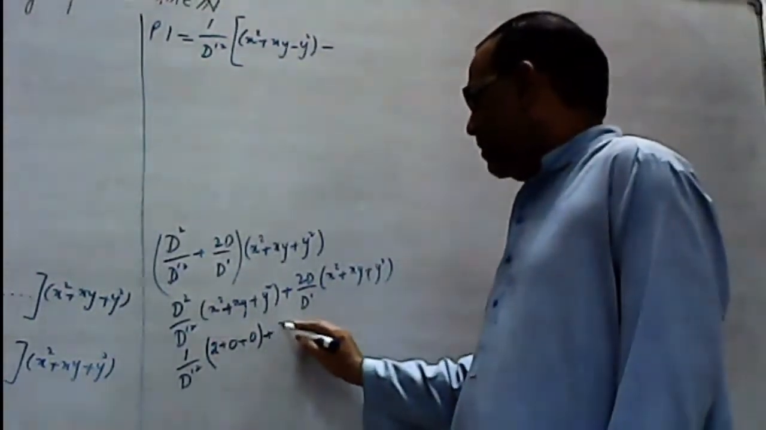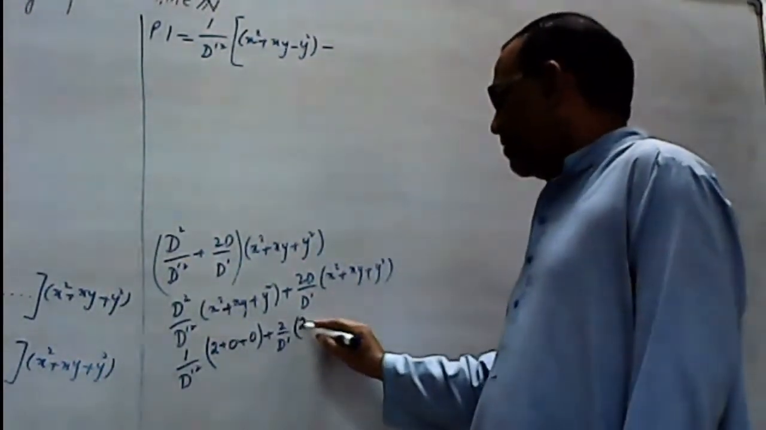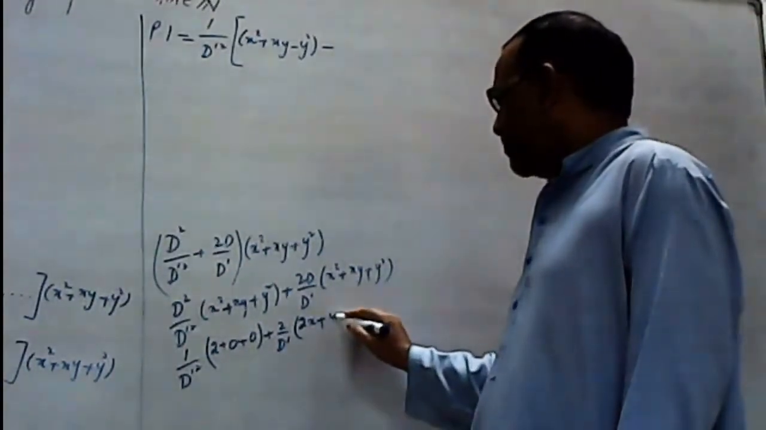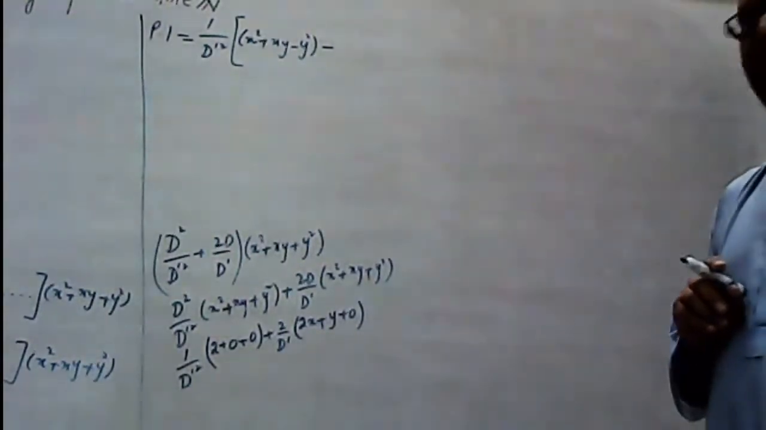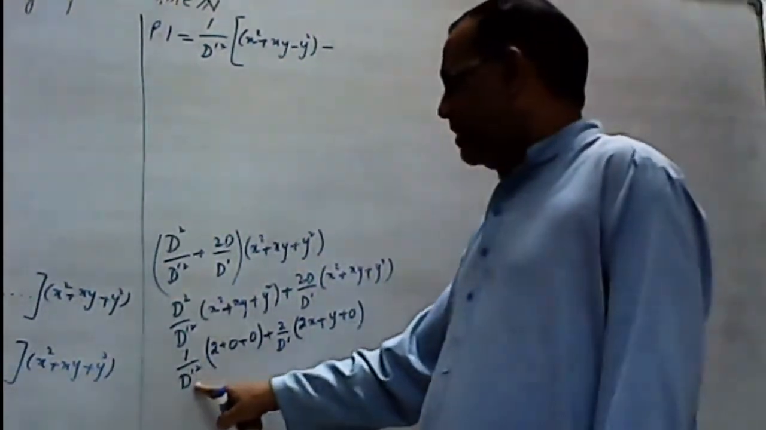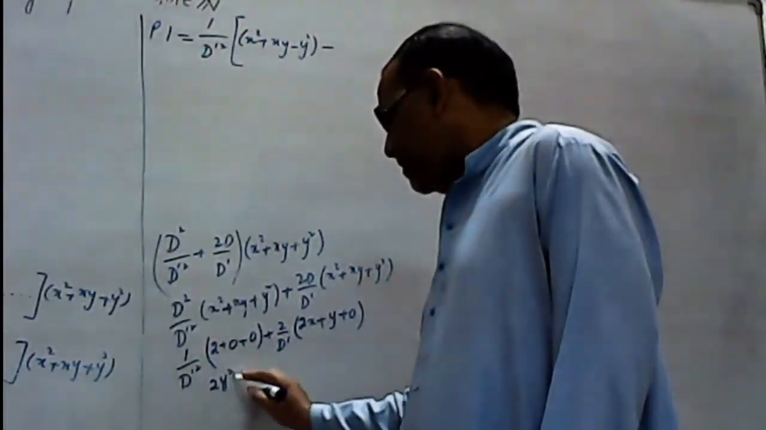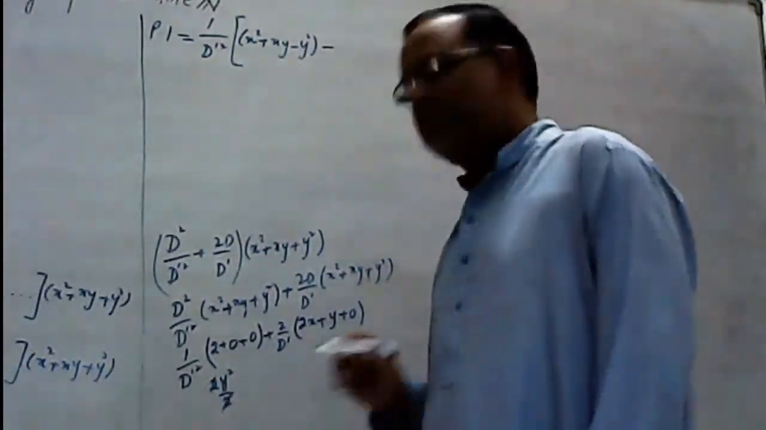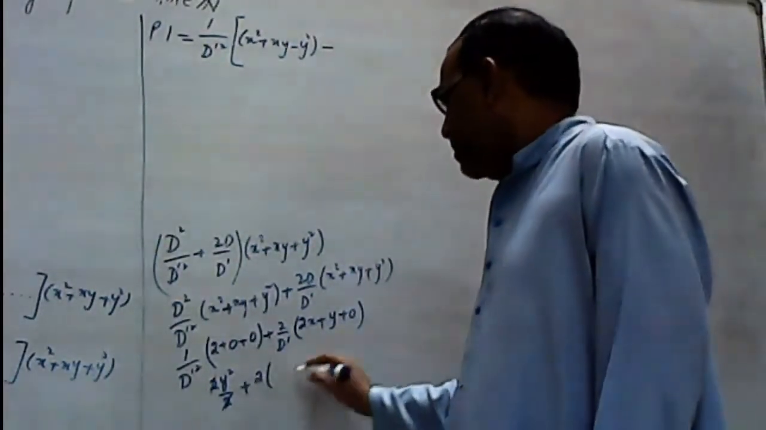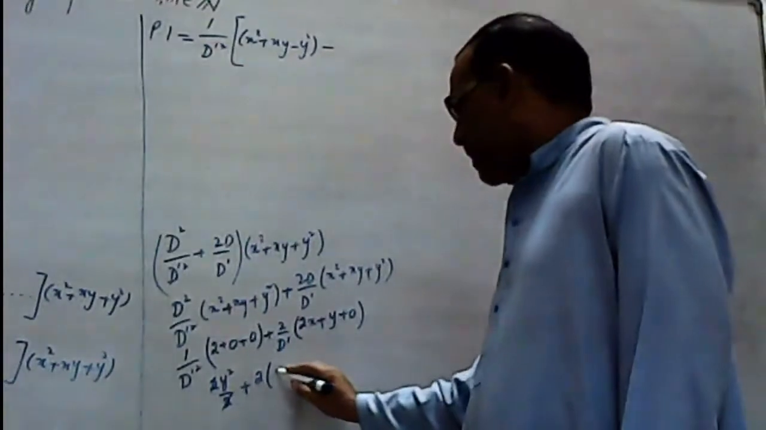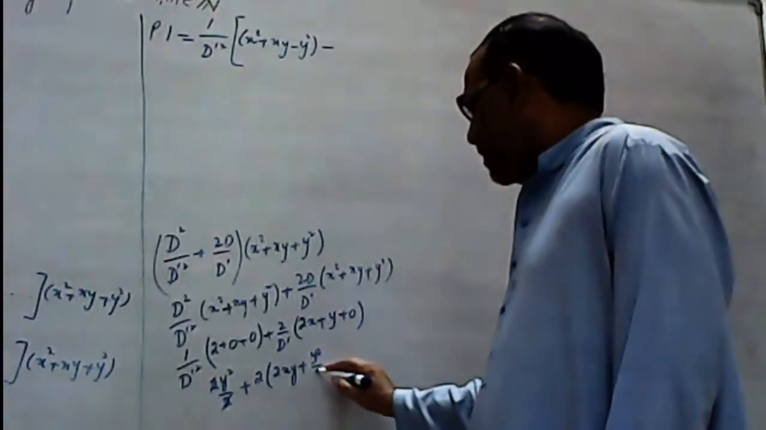Here we are keeping 2 upon d dash intact and differentiating x square. Once is 2x, derivative of xy is y and derivative of y square is 0. Now we can easily integrate. Integration with respect to y: first integral is 2y and second integral is 2y square by 2. So 2 cancels with 2. Then here plus 2, integral of 2x with respect to y is 2xy, and plus integral of y is y square by 2.